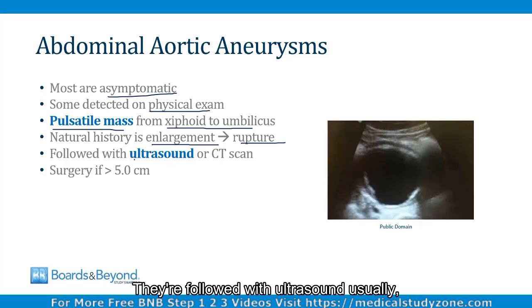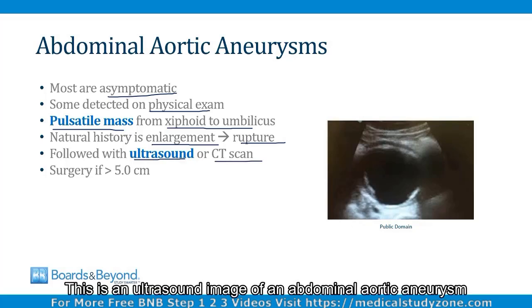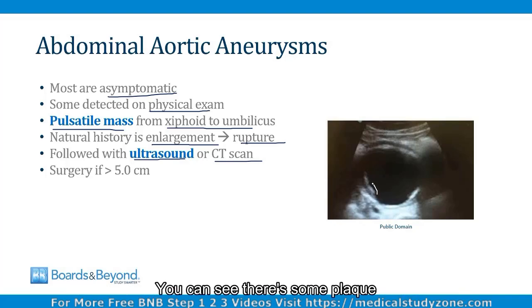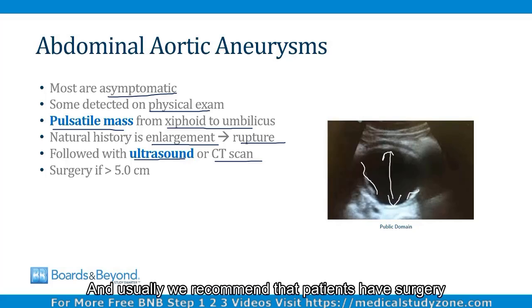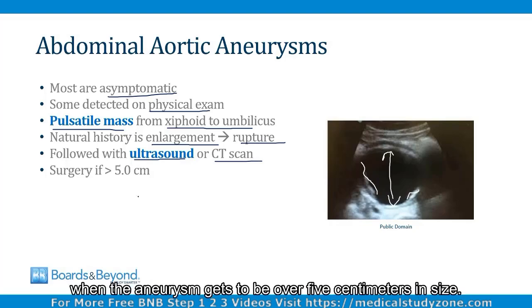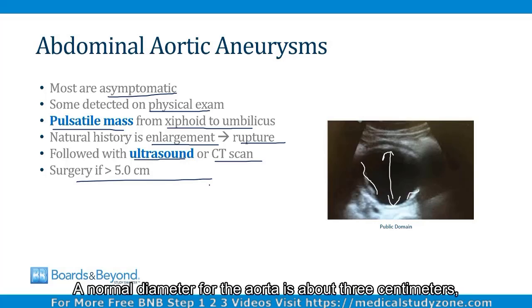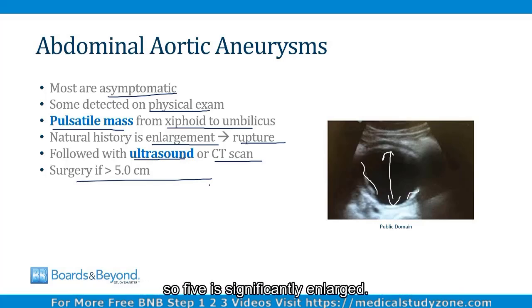They're followed with ultrasound usually, or sometimes CT scan. This is an ultrasound image of an abdominal aortic aneurysm on the screen here. You can see there's some plaque along the walls of the aorta, and you can also see that it's very large. And usually we recommend that patients have surgery when the aneurysm gets to be over 5 centimeters in size. A normal diameter for the aorta is about 3 centimeters, so 5 is significantly enlarged.